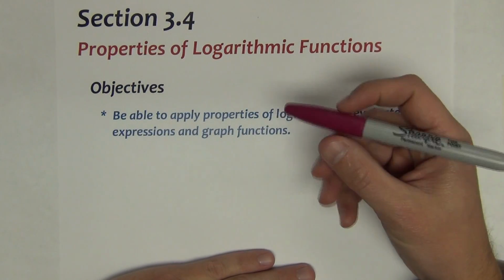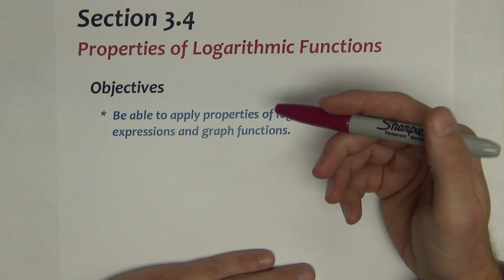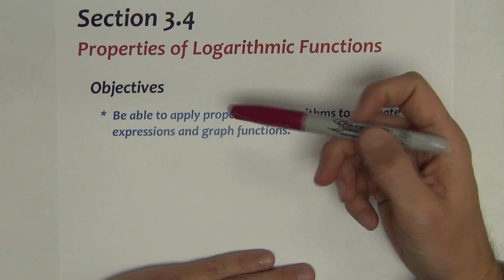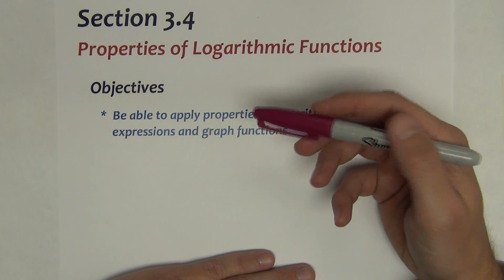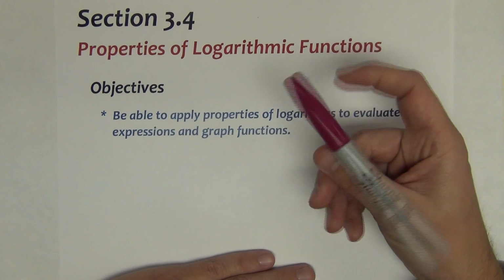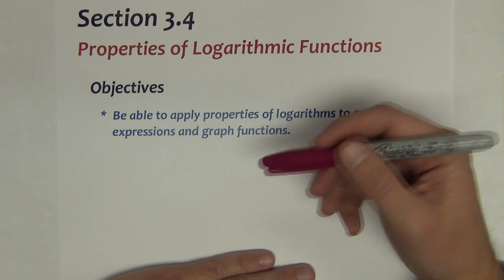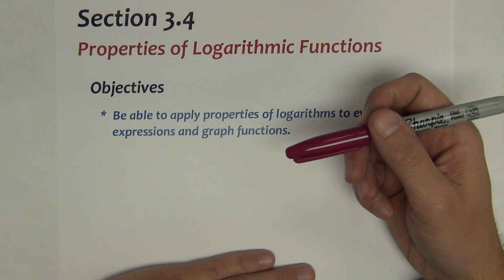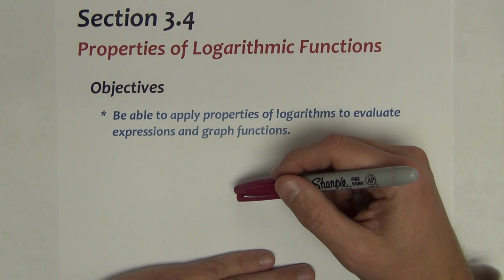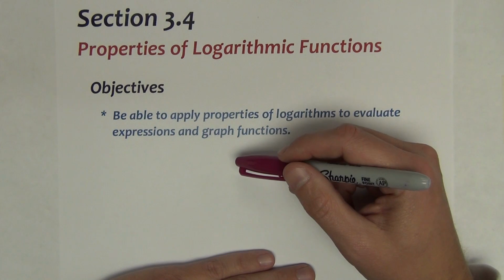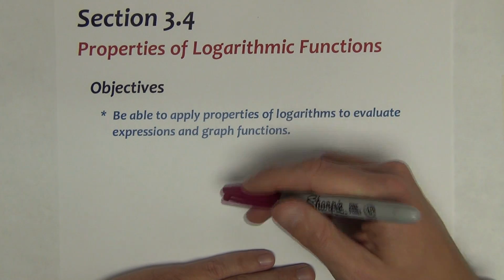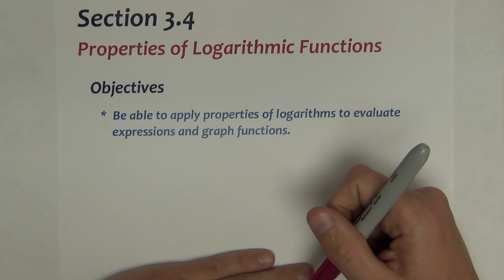Section 3.4 is titled Properties of Logarithmic Functions. In this section we're going to go over a few different properties that we use to work with logarithms, to rewrite logarithms. All these properties have their equivalent forms as properties of exponents that we're all very familiar with, and I'll illustrate maybe one or two with you as we develop these. So that's this section, Properties of Logarithmic Functions, or just simply Properties of Logarithms.